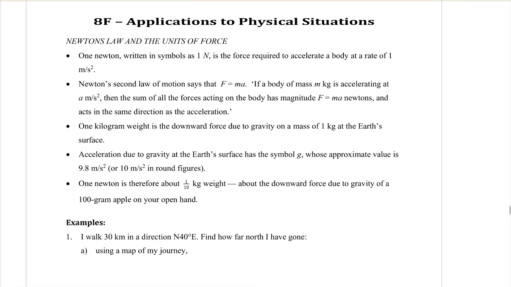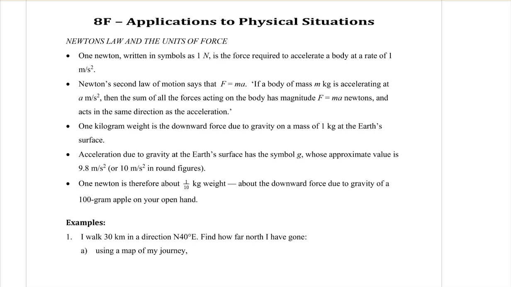All right, so our last exercise is applications to physical situations. It's going to require a little bit of talk that's going to sound a lot like physics, so we're going to go through a few basic physics concepts here at the beginning.